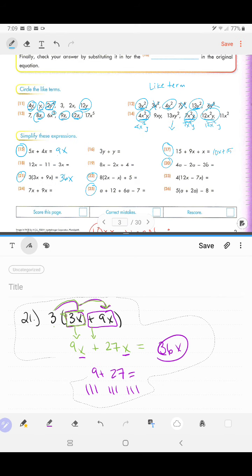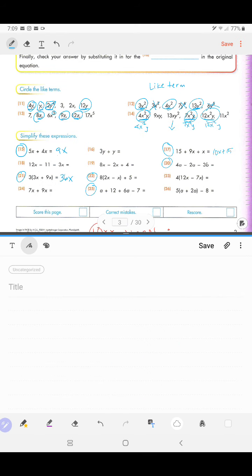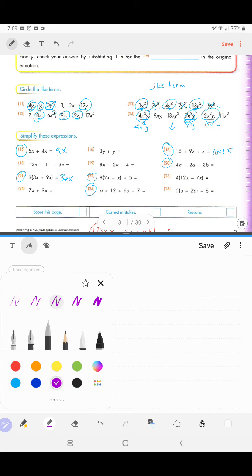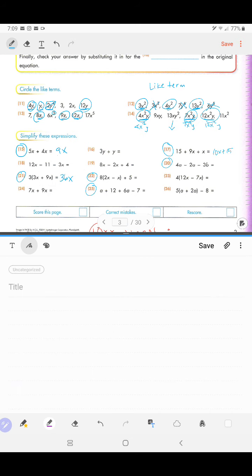If you guys need to pause the video, you can at any time. So make sure you guys pause it if you need a chance to write stuff down.